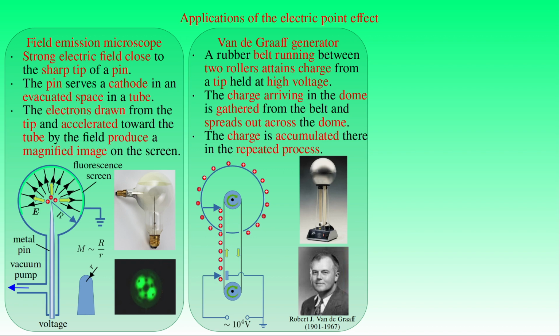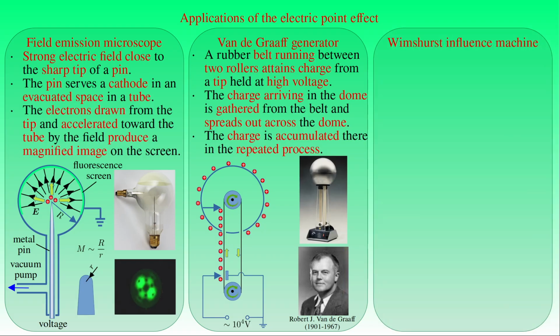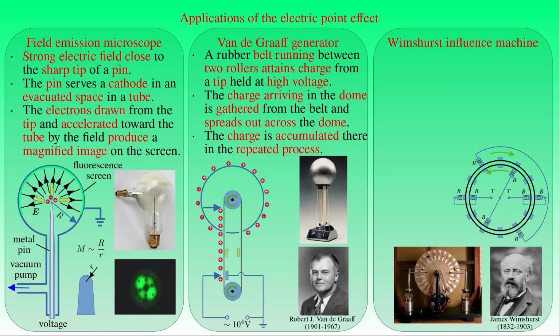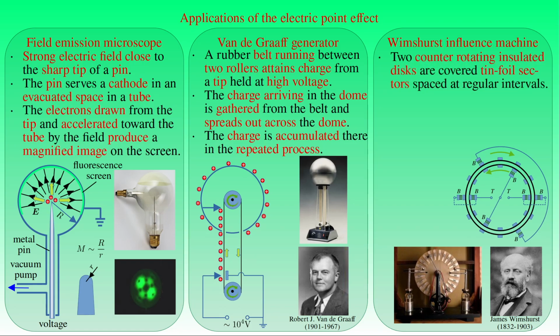The last example for the application of the electric point effect is another electrostatic generator or influence machine invented by James Wimshurst, a British electrical engineer. The photo and the schematic figure illustrate its operation. The apparatus consists of two counter-rotating insulated discs which are covered with tinfoil sectors spaced at regular intervals.